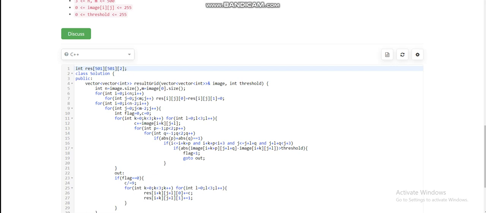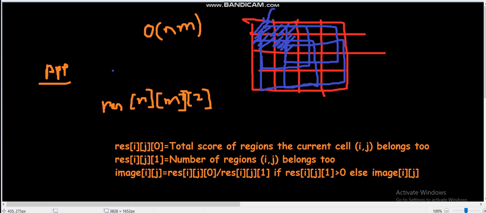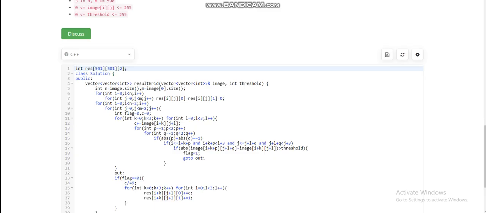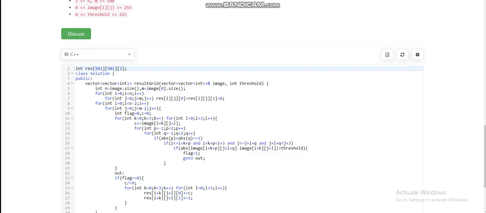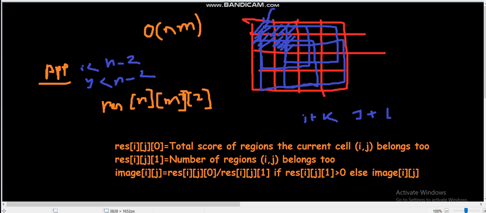Now we are taking every starting cell of the region. The starting cell could be up to n minus 2. The rows could be i less than n minus 2, and j, the number of columns, should be less than n minus 2. So we are taking the starting cell of the region as i comma j, and here we are checking for every cell in the region, so we are taking k from 0 to 3 and l from 0 to 3. So we'll have i plus k and j plus l as our current cell in the region. Okay, and we are taking all its neighbors.